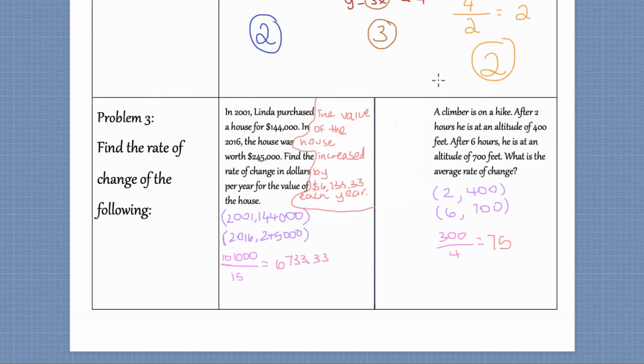So to write this as a rate of change, we're going to say that the climber rose 75 feet per hour. So this right here is our final answer. That is our rate of change. The climber rose 75 feet per hour.